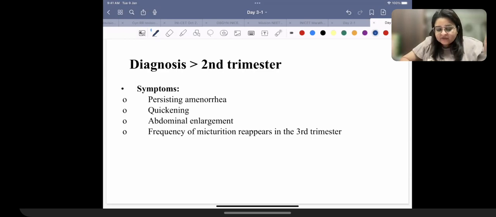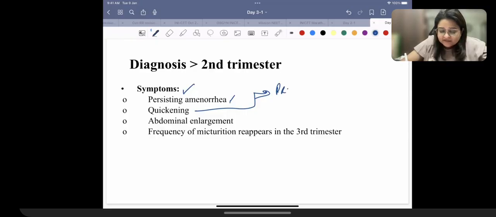In the second trimester, what happens? In the second trimester, the patient, in symptoms, will have amenorrhea. She will feel quickening. What is quickening? Quickening is when she first appreciates fetal movements. Okay, that is called quickening. In a primigravida, this appears around 20 weeks of pregnancy. In a multigravida, this will appear at around 18 weeks of pregnancy.